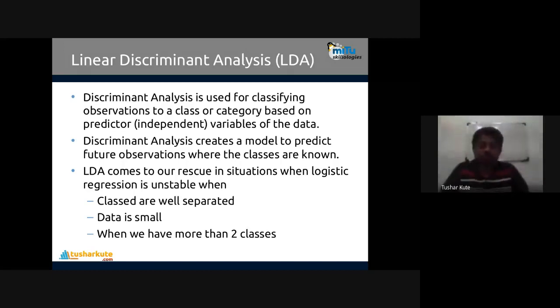So it comes to the rescue in situations where logistic regression is unstable. At that time we can use linear discriminant analysis to do predictive analytics on the classification data set. When classes are well separated, or the data is small, or when we have more than two classes, logistic regression doesn't perform well. In that case we can use linear discriminant analysis. Okay, let's go to the other methods that regression algorithms contain.